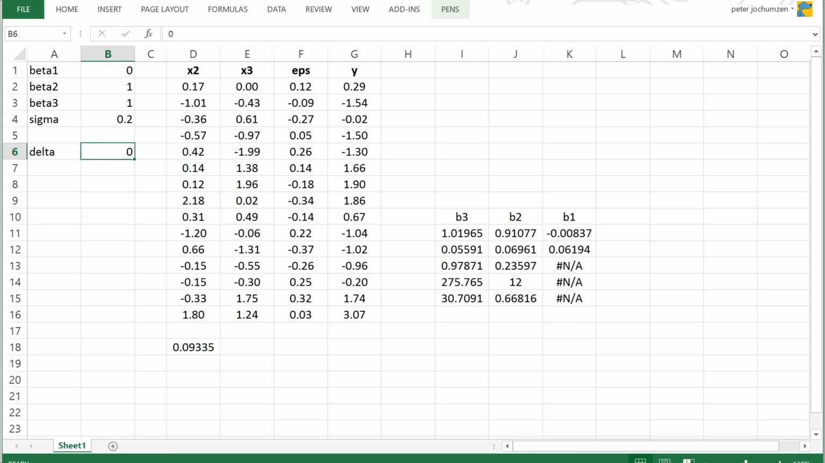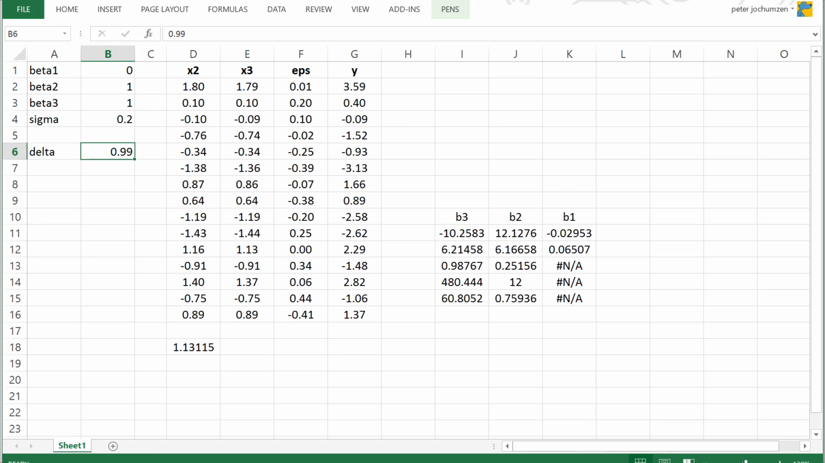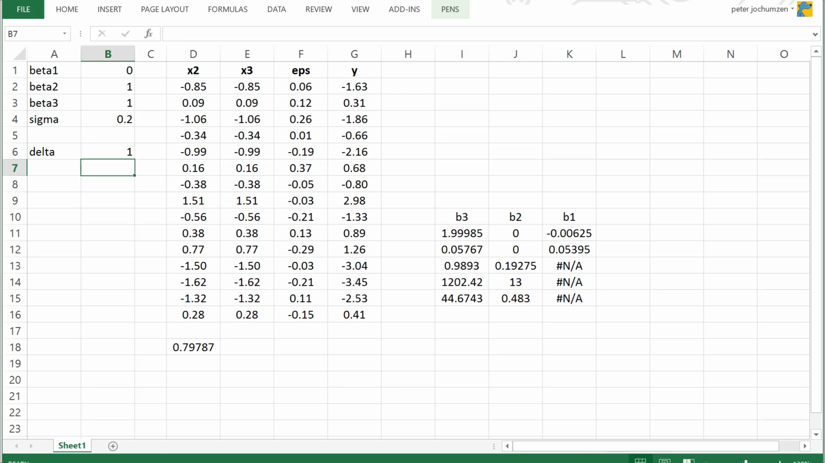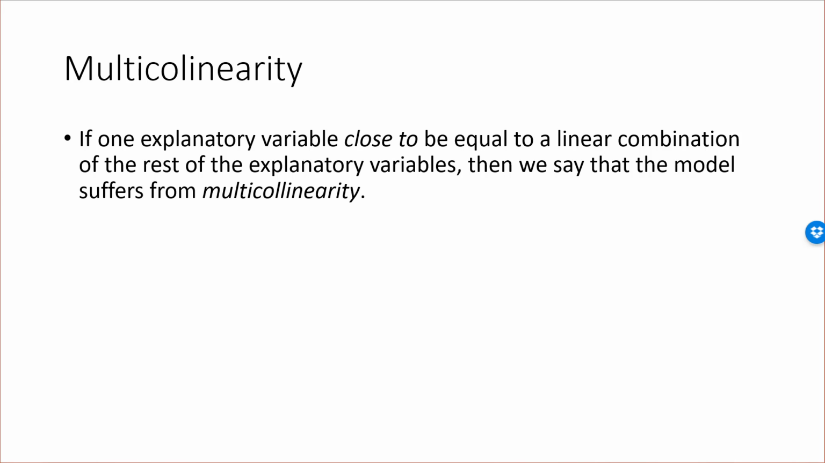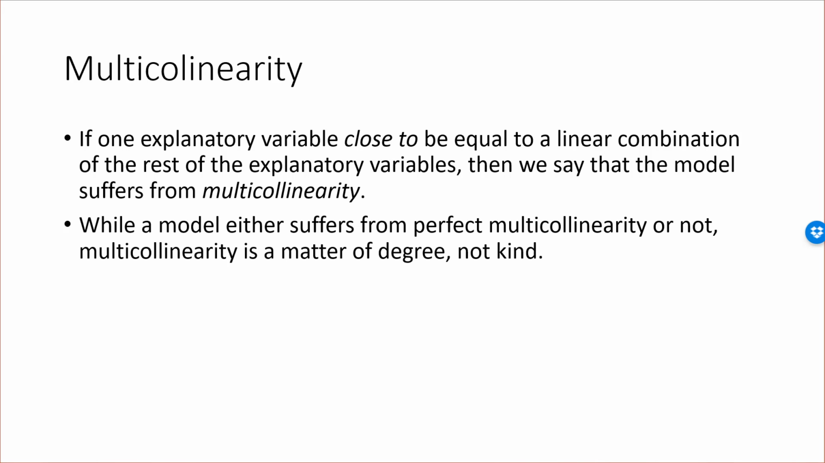Here OLS is very happy, here OLS is really sad, and here OLS breaks apart completely. It's very important to realize that multicollinearity is a matter of degree, not kind. You cannot say that we have multicollinearity or we do not have multicollinearity. It is a matter of how much we have.